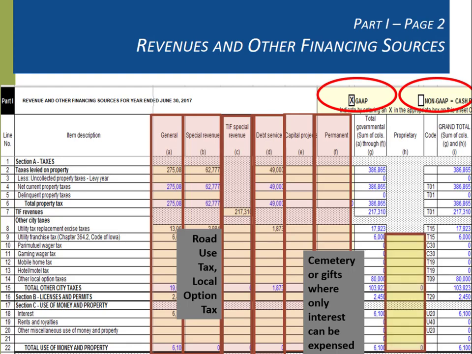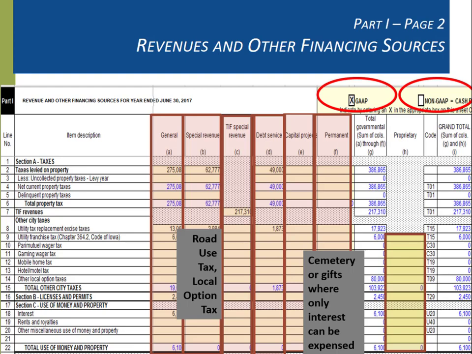Column H is referred to as the proprietary fund. It is also called the business fund, utility funds, or enterprise funds. That is where the revenues have to support all of the activities and all of the expenditures so that we keep those separate, because we know that's all that money can be used for. That's reflected in column H.